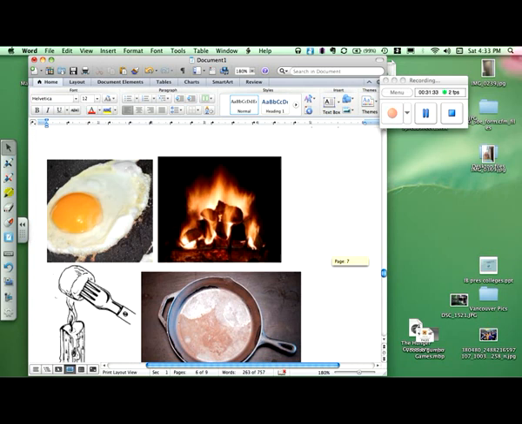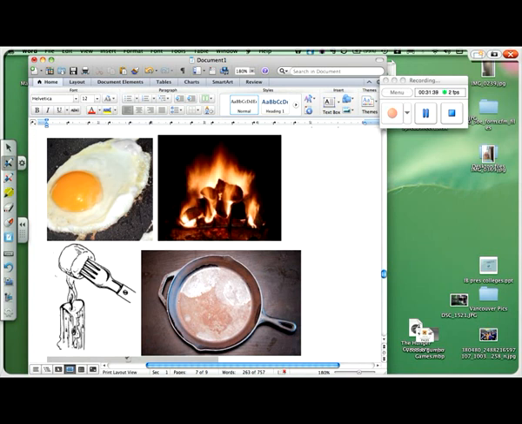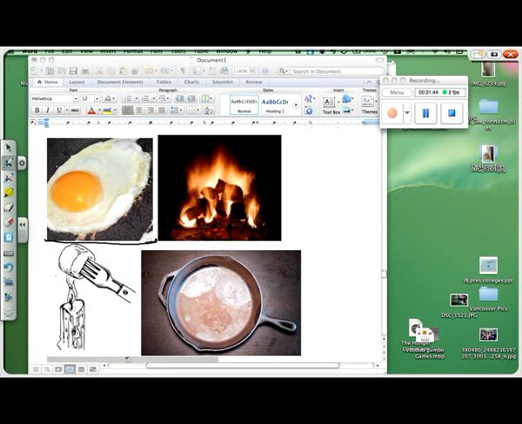So here I have some pictures of chemical changes. Just about all cooking is a chemical change. You certainly can't get that fried egg back to a raw egg status, but I have changed the particles. The proteins and the fats in the egg are being solidified, changed by the heat. Burning is always a chemical change. Lots of energy given off.